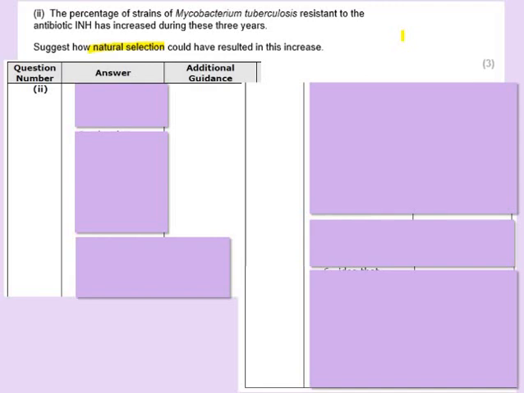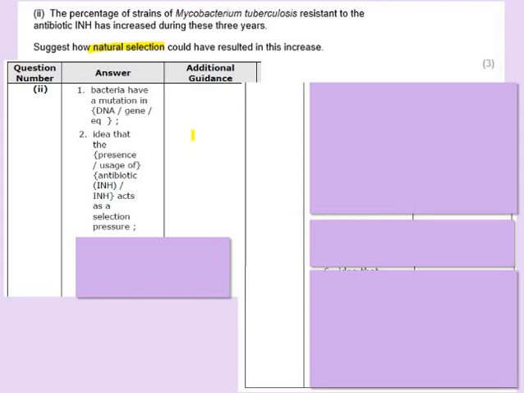Now, whenever we talk about natural selection and evolution, we should always start with the random mutation. So, the bacteria must have acquired a mutation in their DNA or their genes. You get another mark for the idea that the presence of an antibiotic is the selection pressure. In the reindeer question, the weather or the temperature was the selection pressure. In this case, it's whether there is an antibiotic present. The idea that the allele for resistance gets passed on between the bacterial generations. Notice that you cannot say gene, it has to be the allele.